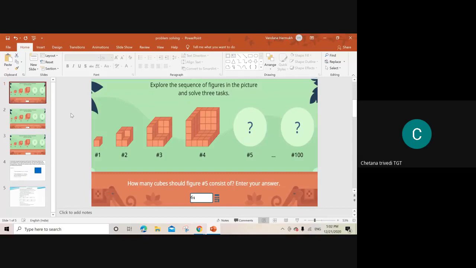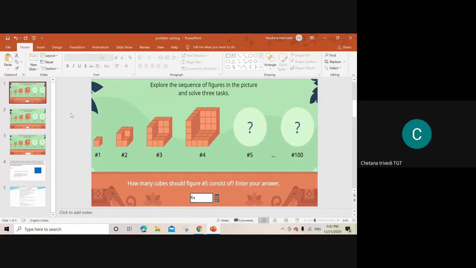As you can see in the sequence, in the first figure only 1 cube is used, and in the second, third and fourth figures, in all the figures we are using cubes to make this sequence. So first of all, we have to observe the sequence, and the question is how many cubes should the fifth figure consist of. For this we have to observe all the figures.